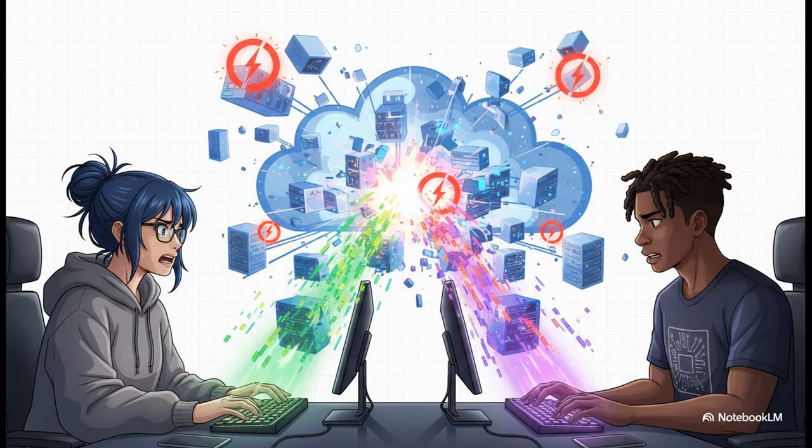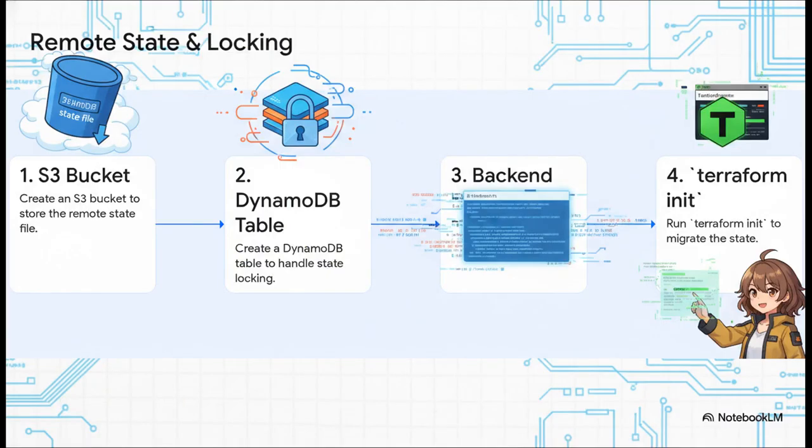Storing it on your own machine is totally fine for a solo project. But in a team, it's a ticking time bomb. If two people run Terraform apply at the same time, they can corrupt that state file, and that could lead Terraform to destroy or totally mess up your entire production environment. Yikes. We solve this with a simple 4-step process.